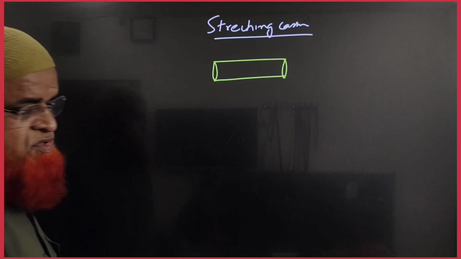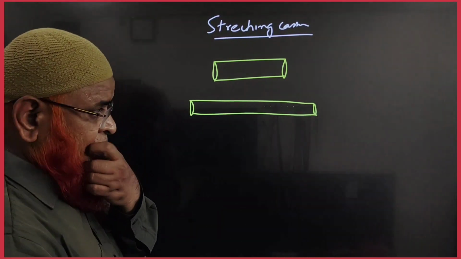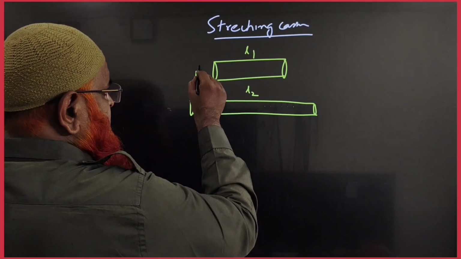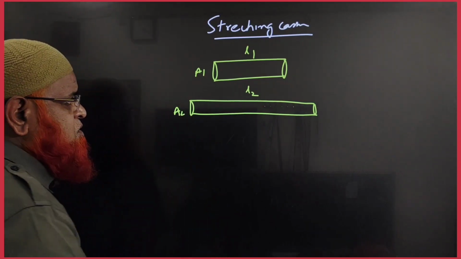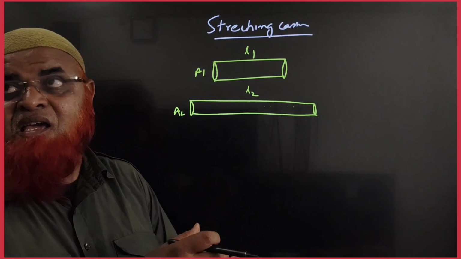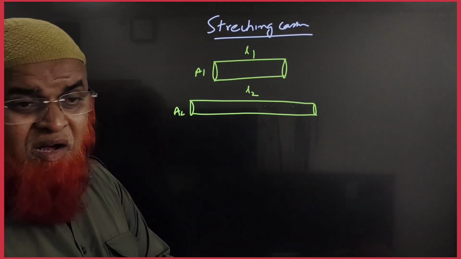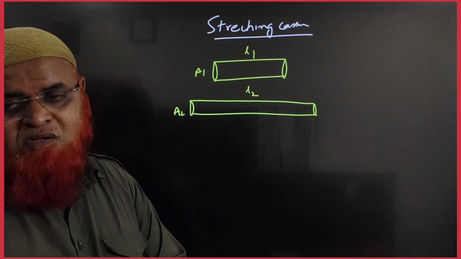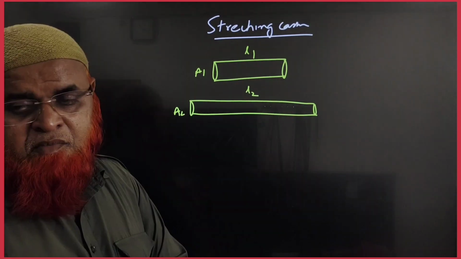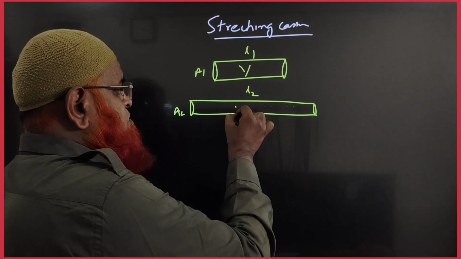Previously the wire was this much. Now what I am doing? The same wire I am stretching. Just stretching. Then if you stretch, what happens? Let us imagine length is L1, L2, area of cross section is A1, A2. Whenever you stretch the same wire, you are not adding an extra wire. What is going to be the same in this case? Length is not the same now. Radius is reduced. Volume is the same. Volume will not change when you stretch the same wire.